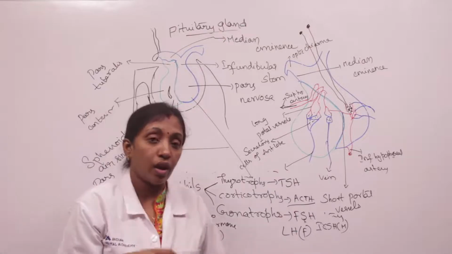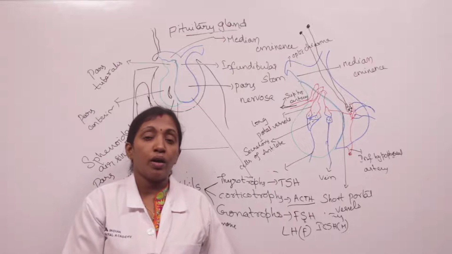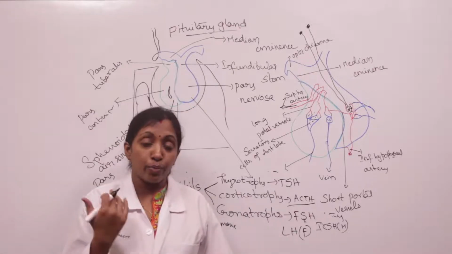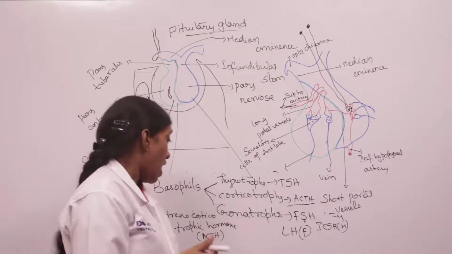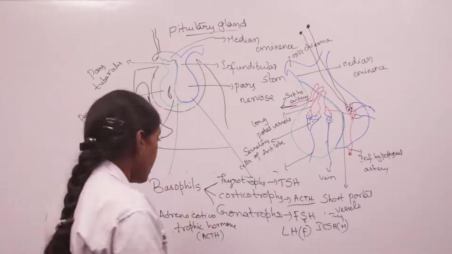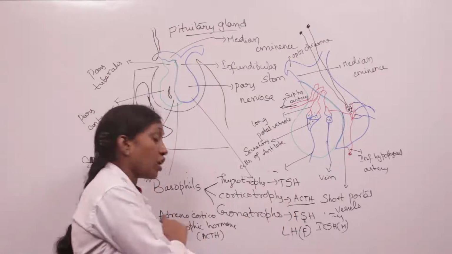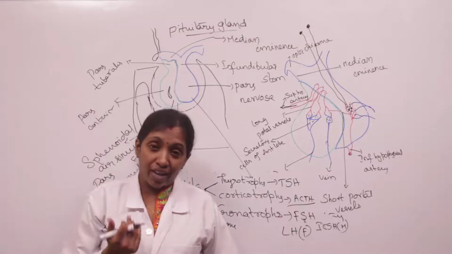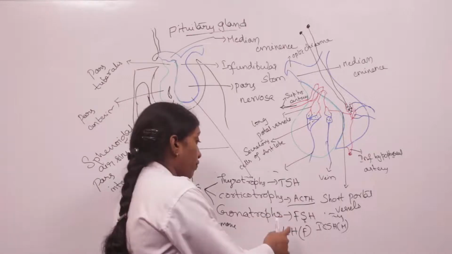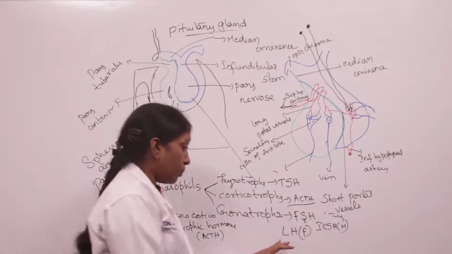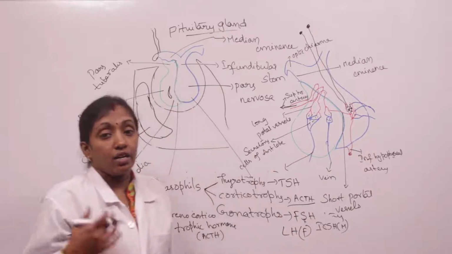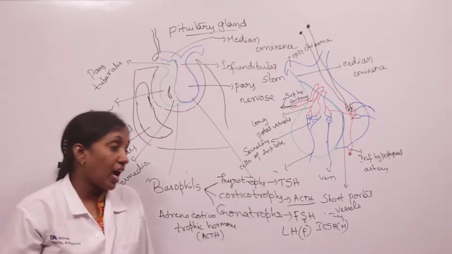Adrenal glands are situated on the upper part of the kidney. They are otherwise called suprarenal glands, and the cortex of the adrenal gland secretes glucocorticoids and mineralocorticoids. So the ACTH controls the secretions of the adrenal gland. And coming to the gonadotrophs, they secrete follicle stimulating hormone in both males and females, luteinizing hormone in females, and interstitial cell stimulating hormone in males.